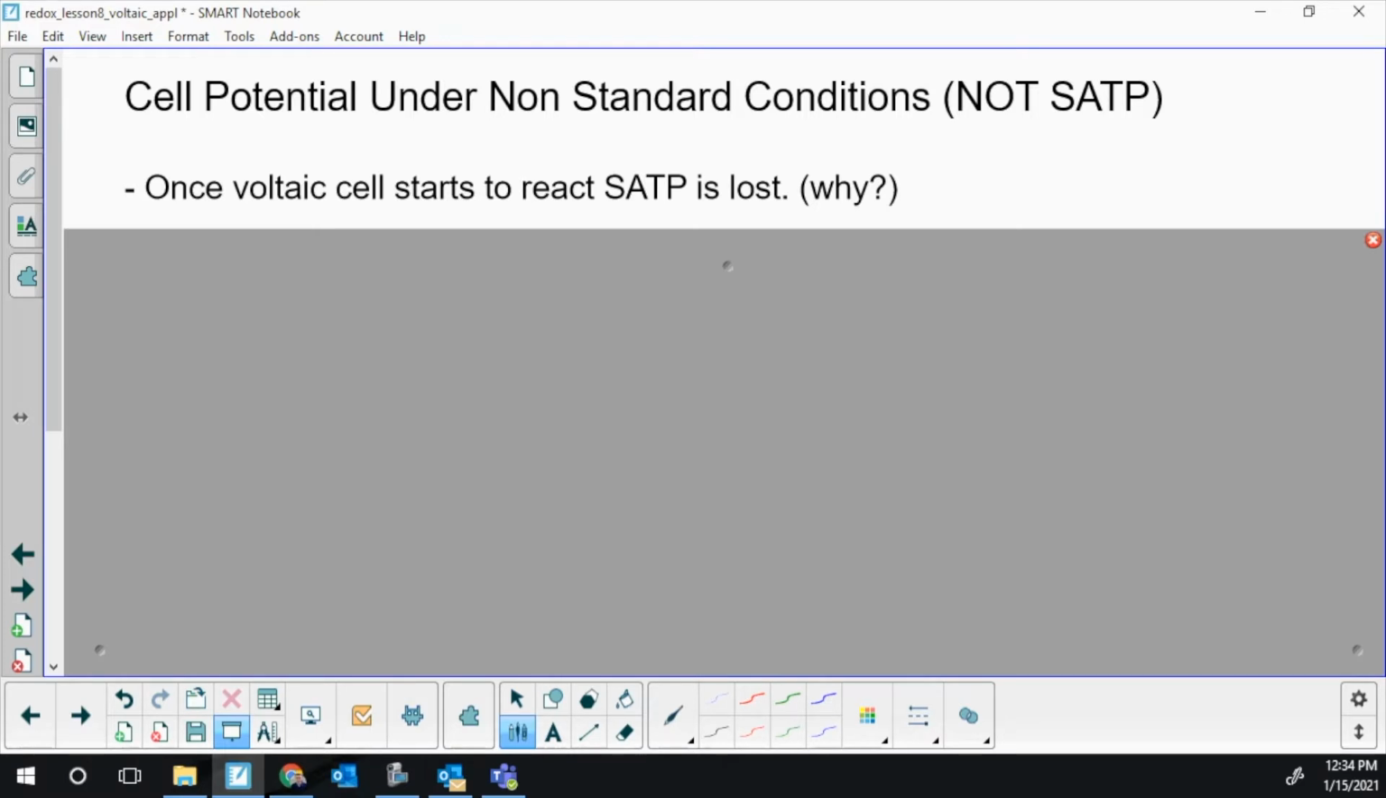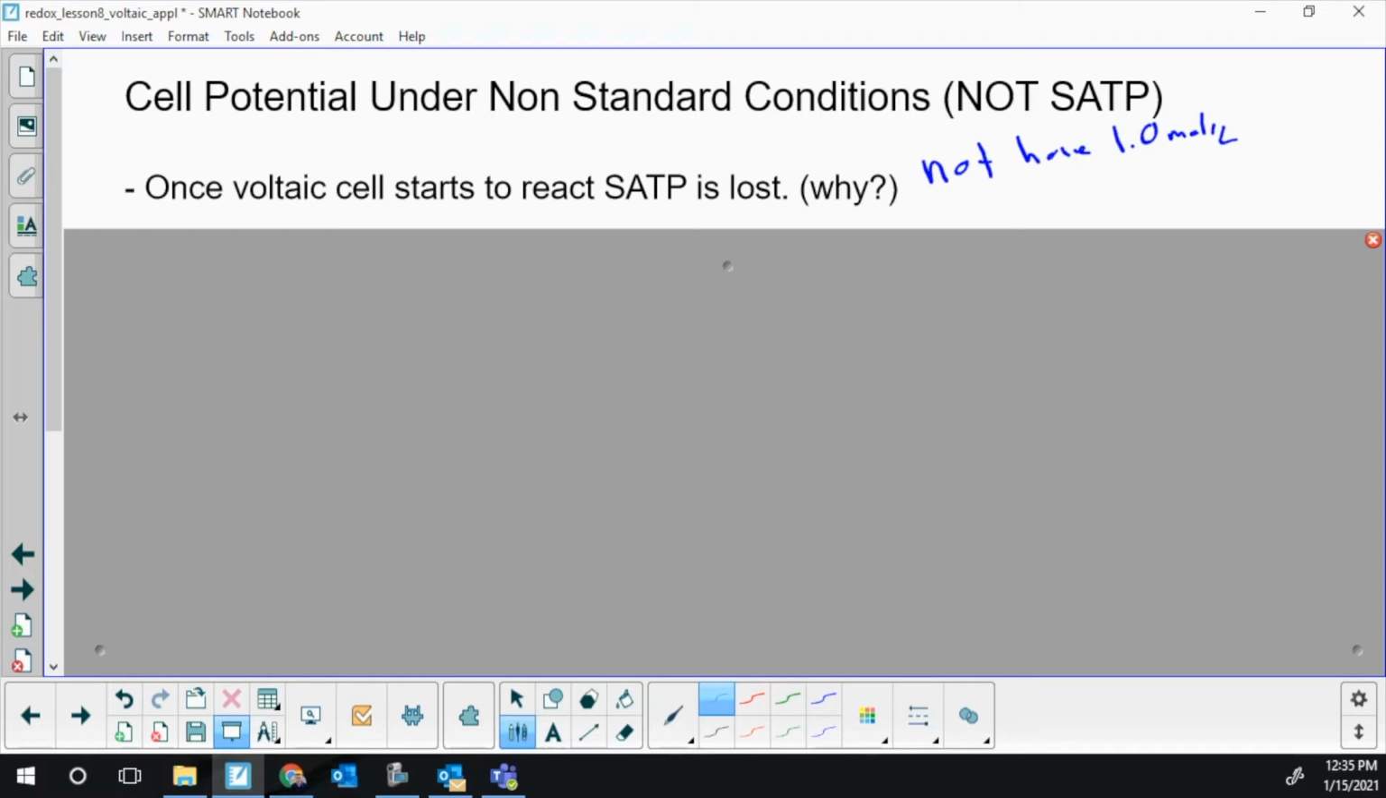Any thoughts on that first standard? There was a lot mentioned, they're not all up there. Which would be lost when you start running a cell or a battery? It's not the temperature, it's not the pressure, it's concentration. Once you start running a battery, you're not going to have 1.0 moles per liter anymore.